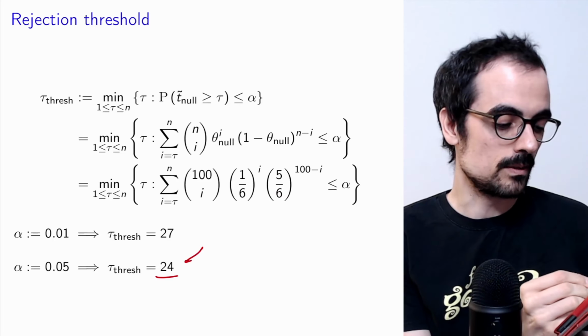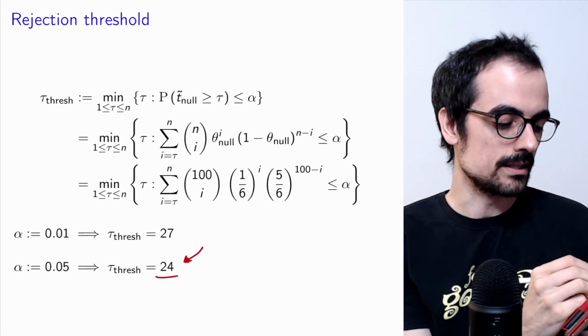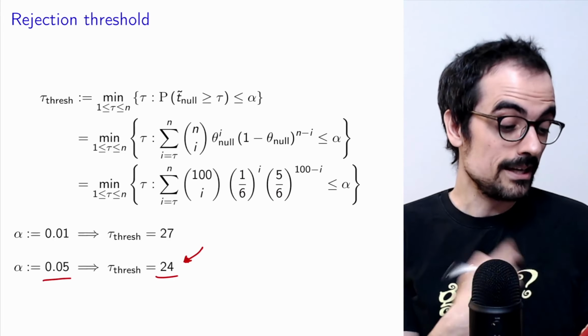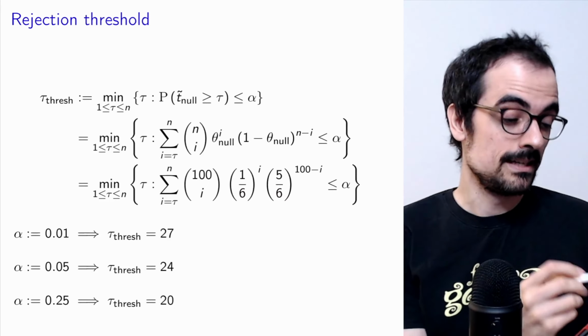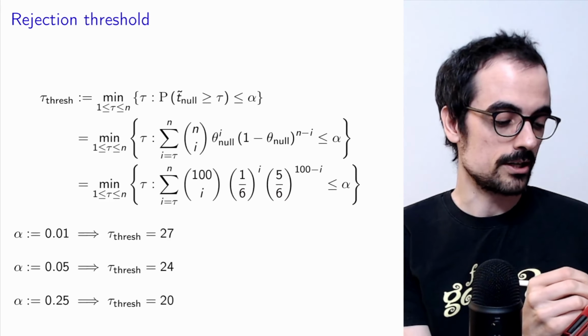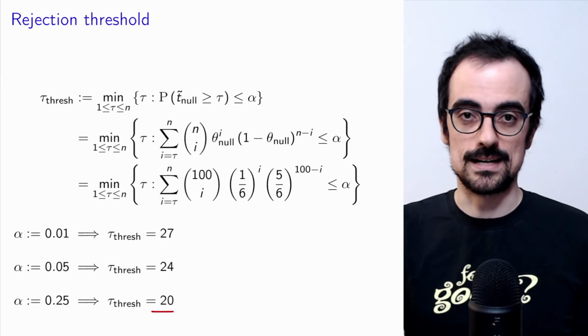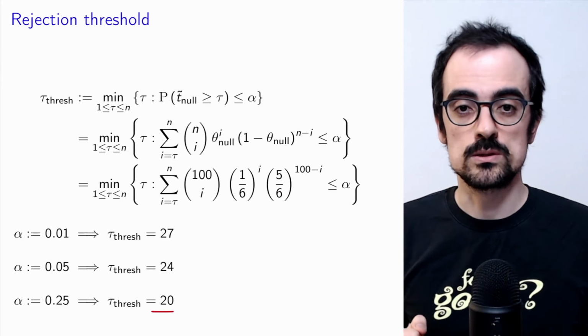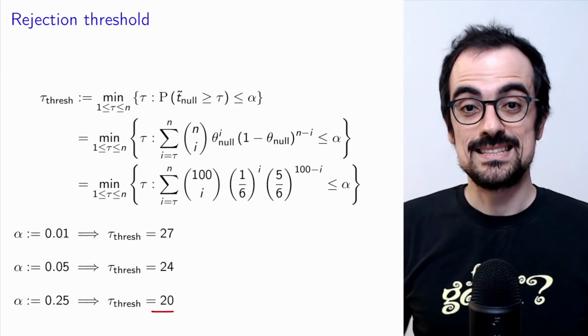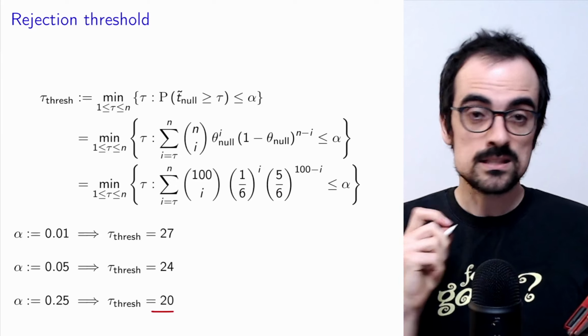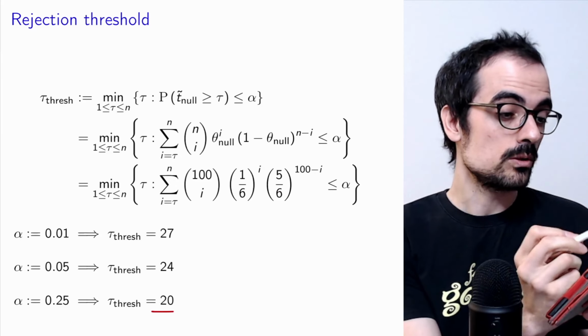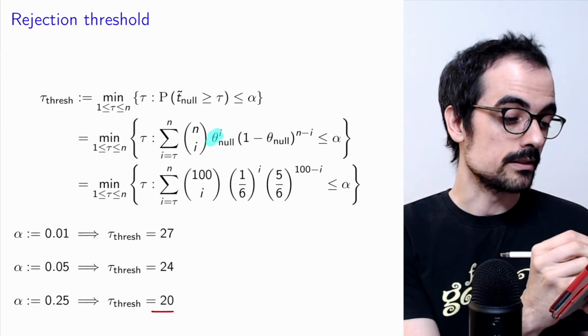Our significance level in the previous video was 0.05. If we increase it up to 0.25, then we would reject, because the threshold would be 20. Okay, so hopefully this clarifies how we find this rejection threshold. The rejection threshold is going to be useful to compute the power function. Realize that the rejection threshold only depends on the null hypothesis.